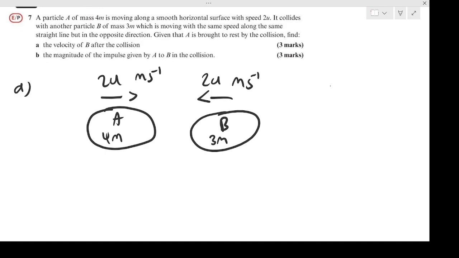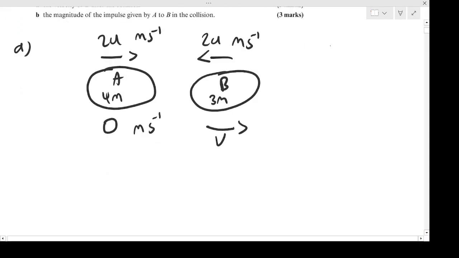Then I'm told A is brought to rest by the collision, so afterwards A goes to 0 speed, like that. Then I need to find the velocity of B afterwards. Again, I don't know where B is going to go. I'm pretty sure B will have to go forwards, but let's just say it goes forwards. I'm going to call that speed V, so I want to find V there. I'm going to apply conservation of momentum.